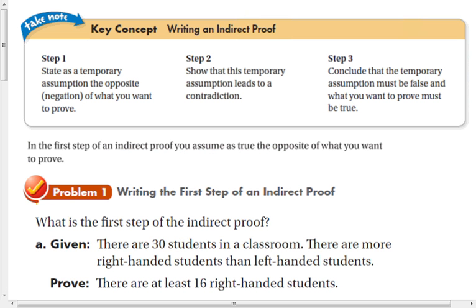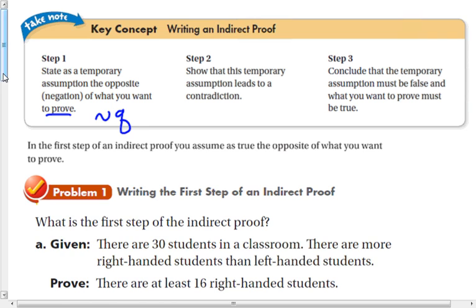All right, so here's how you write an indirect proof. Step 1, you state as a temporary assumption the opposite or negation of what you want to prove. That's the not Q part. And show that this temporary assumption leads to a contradiction. That contradiction is we find out that our not P is true, and then we conclude that since if not Q then not P, then if P then Q must be true.